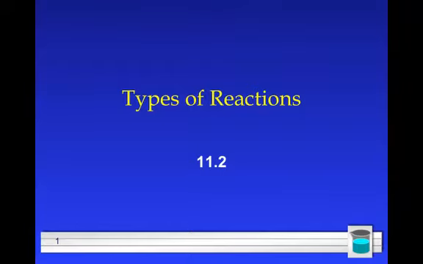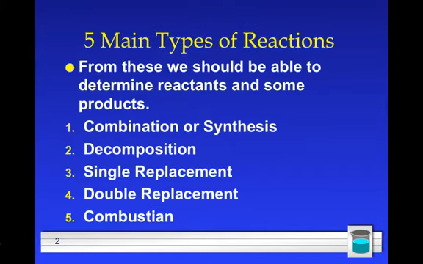Okay, so we have spent the last couple of days talking about chemical reactions, and we've been practicing writing them, writing the skeleton equation, and then balancing them. The next thing we're going to talk about is the type of reaction that's taking place. First of all, there are 5 main types of reactions, and you may have seen these before. From these, we should be able to determine the reactants and some of the products.